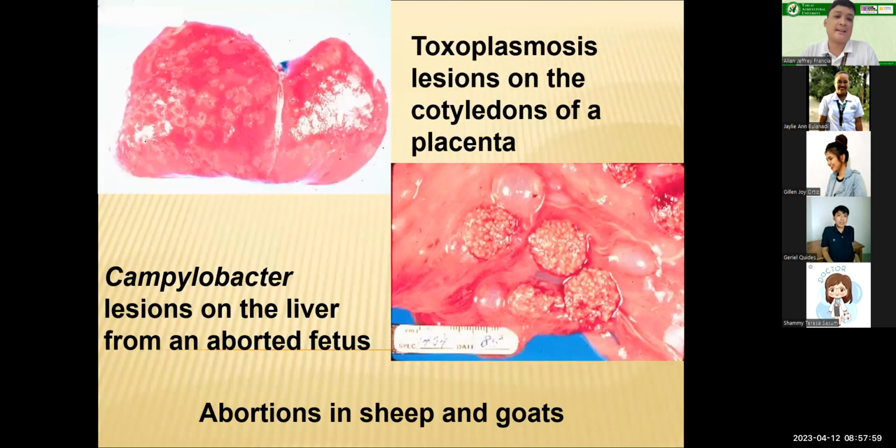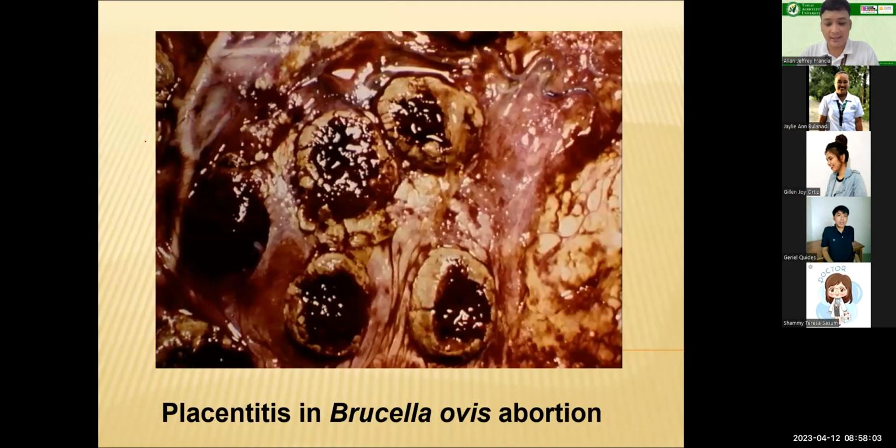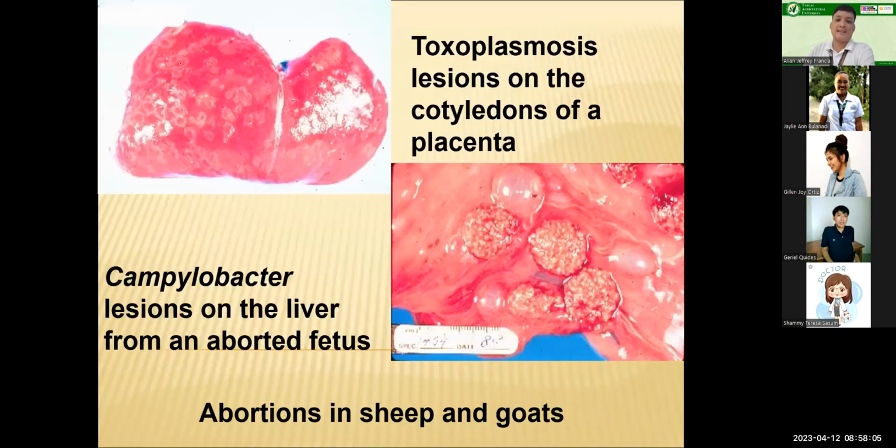And ayan. Ito naman ay hindi na siya sa brucella but same as mga signs din like edematous na mga cotyledons here or placenta. Ayan. Toxoplasmosis, ganitong itsura niya, white flakes. Ayan siya. Campylobacter, granular appearance niya. Doon sa liver ng aborted fetus. Pero ito ay nasa yung placenta ng nanay.